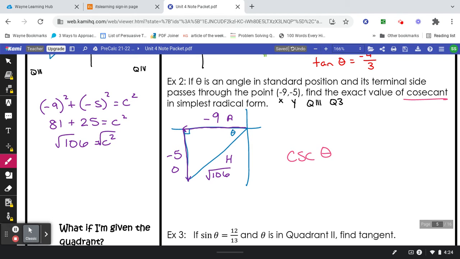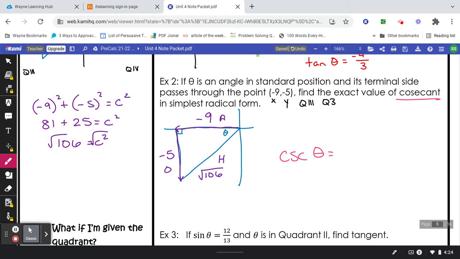Cosecant is H over O. And that's nice because we're completely simplified at that point. I don't have any square roots in the denominator, so we're good to go.